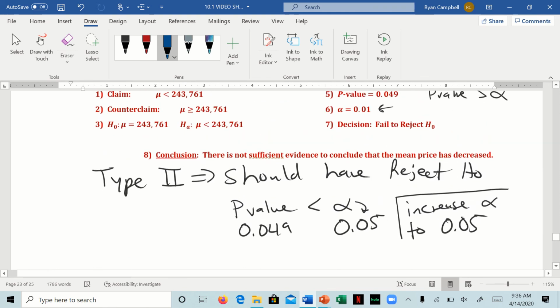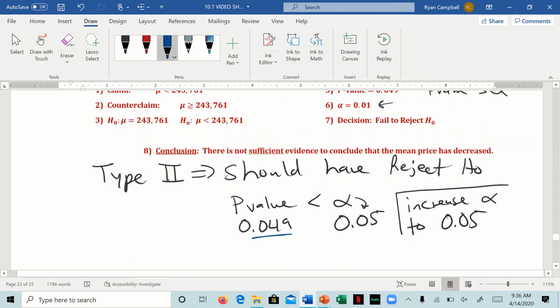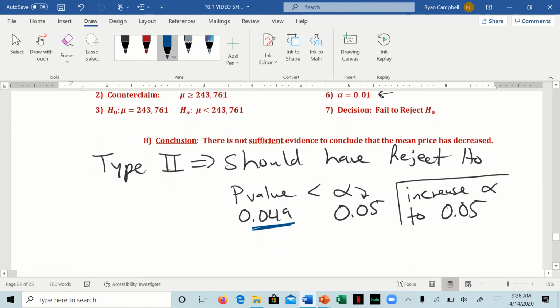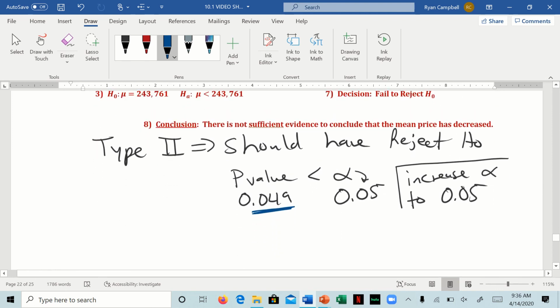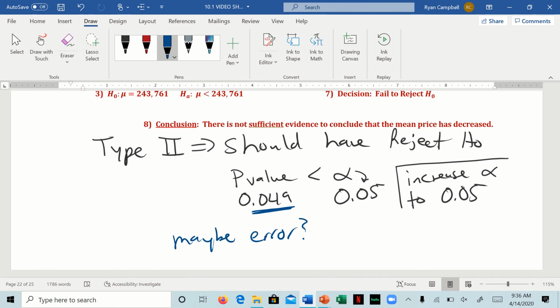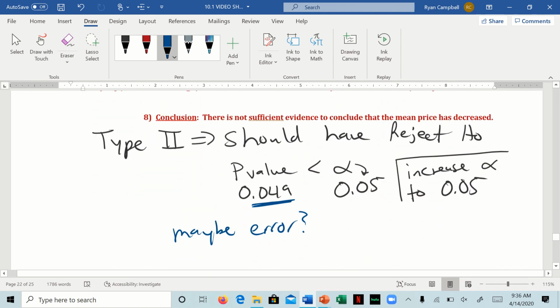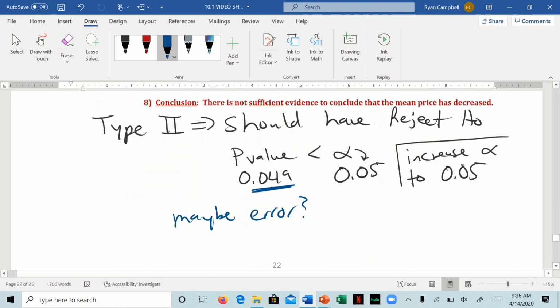And likewise, right, with this one, this was almost 5%. So that really could have gone either way as well. Yeah, so maybe an error. It's potential. Potentially. Cool. All right. Well, like I said, the next two sections are basically just going to be going through those 8 steps over and over again.